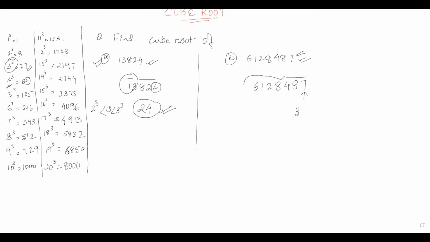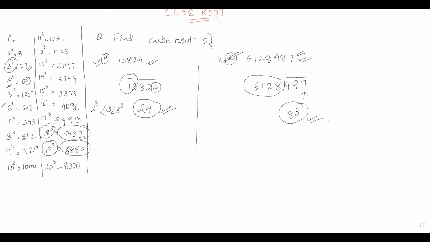And again, if you check 6128, it lies between 5832 and 6859, that is between 18 cube and 19 cube. So here it would be 18. So simply we can say that the cube root of 6128487 is nothing but 183.